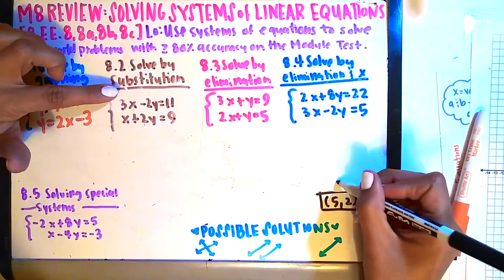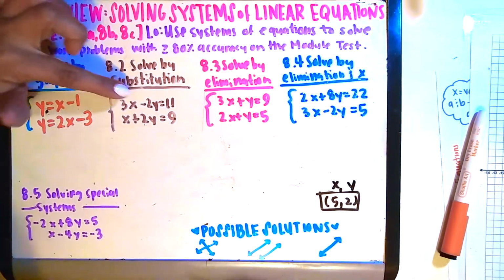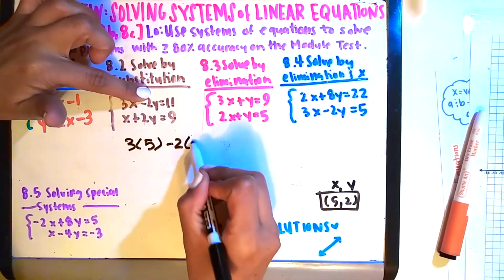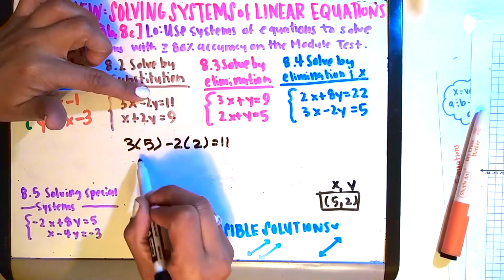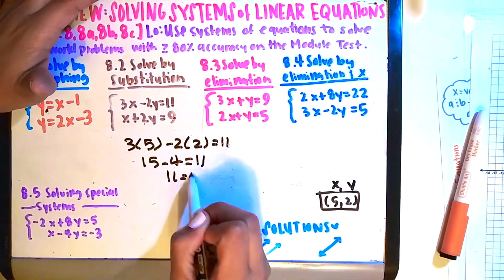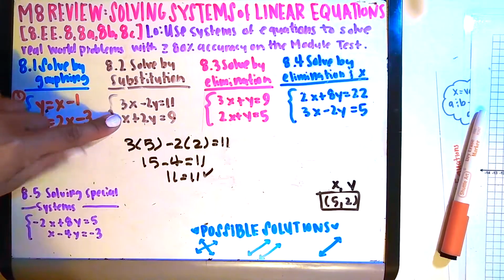Whenever I see the x and the y, I'm going to plug those values in. So I have 3 times x, which is 5, minus 2 times 2 equals 11. Let's see if that's true. That's 15 minus 4 equals 11. Is it true that 11 equals 11? Yes, correct. It's right.